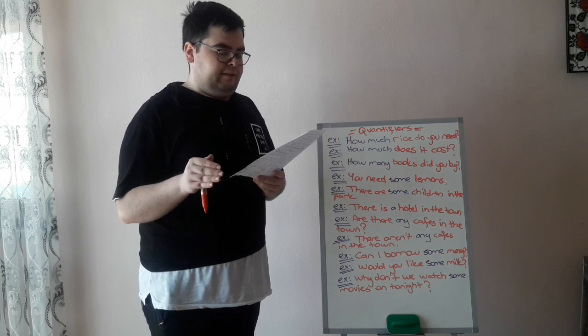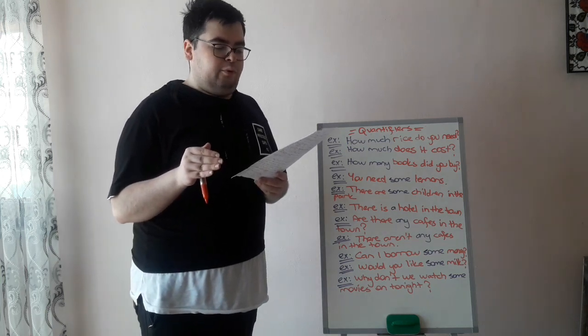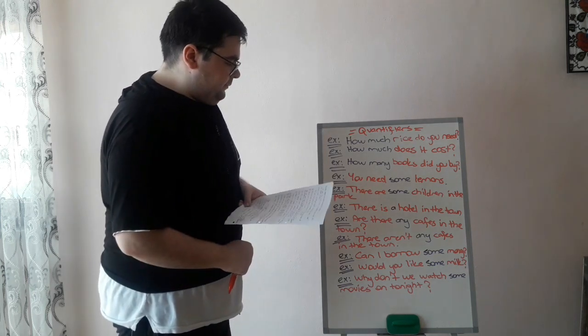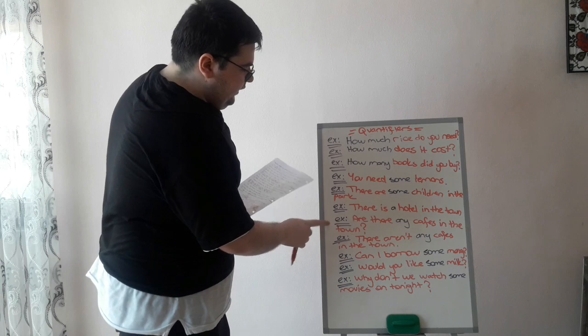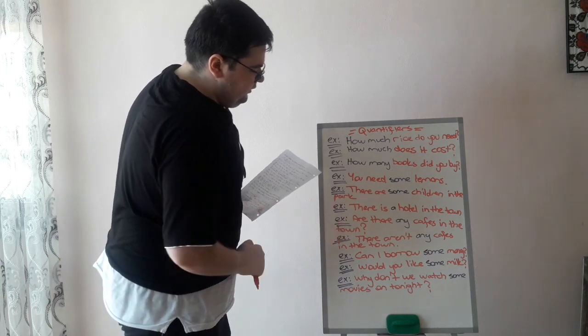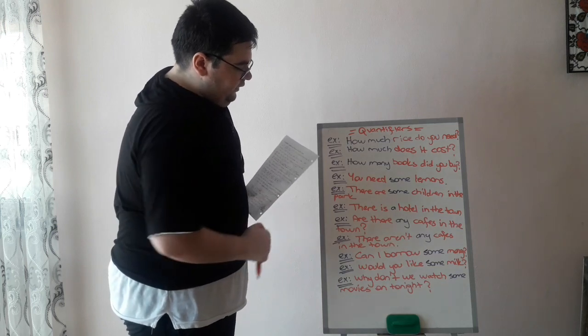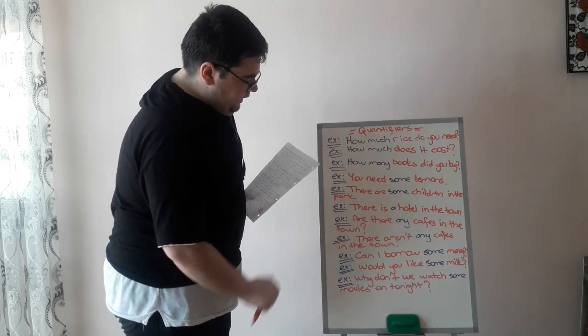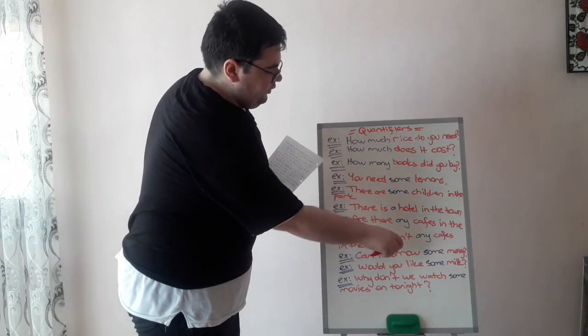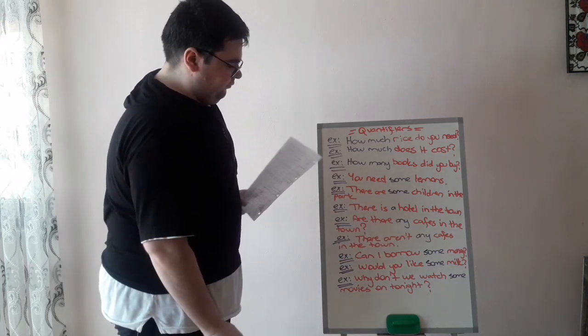Some is replaced by any to form questions and negatives. Let's look at our examples. Are there any cafes in the town? Here is our question sentence. Let's look at another example. There aren't any cafes in the town. Here is our negative sentence.